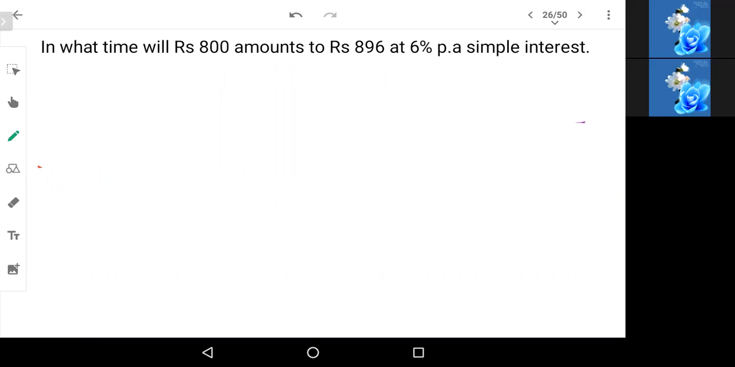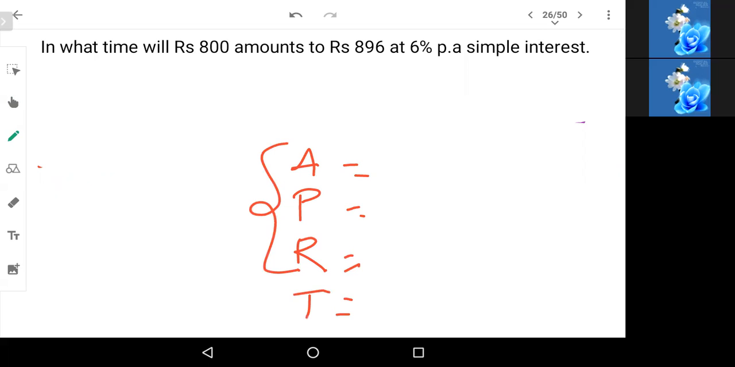Okay, now next, in what time will rupees 800 amount to 896 at 6% per annum simple interest? So in what time? Time means we have to find out the t, where they will be giving us A, they'll be giving us P and R. All these three will be given. So using these three, we have to find out the time value.